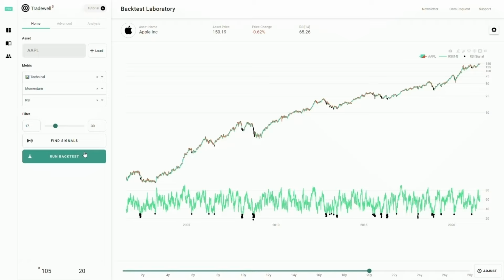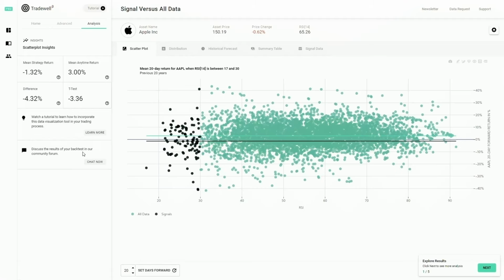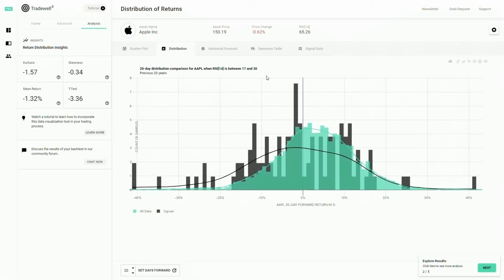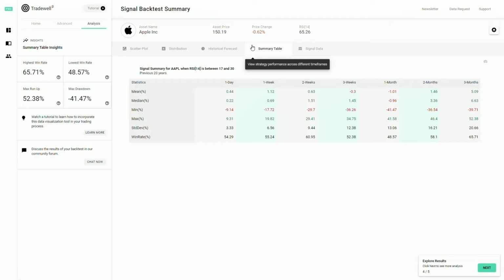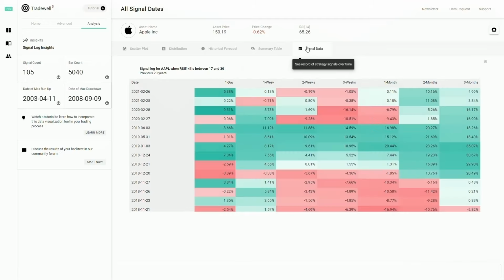Clicking it automatically switches Tradewell from chart mode to analytics mode. You instantly see data visualizations and insights that you can use to improve your trading decisions. There are 5 analytics sections. The first you see here is our scatter plot. Next, a comparison of histograms. Third, a day-by-day historical price path forecast. Fourth, a summary table of probabilities and key statistics, and lastly, the Signal Data tab, which shows a performance record of each individual trading signal.